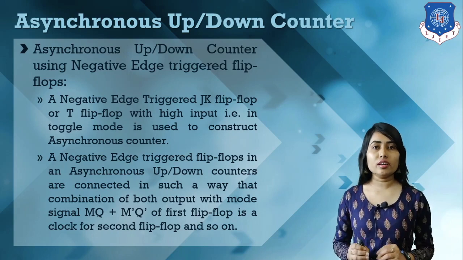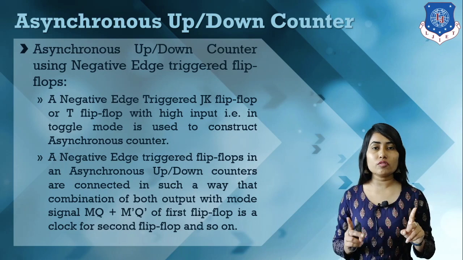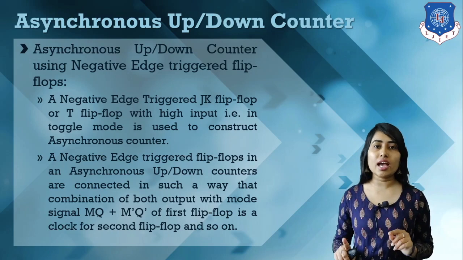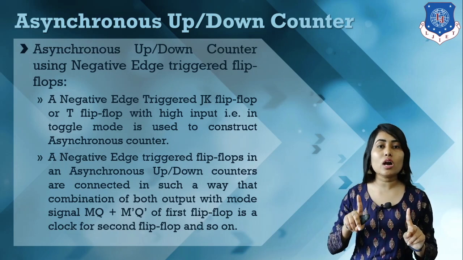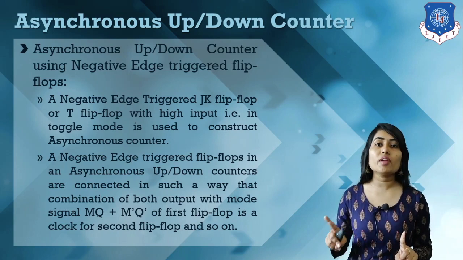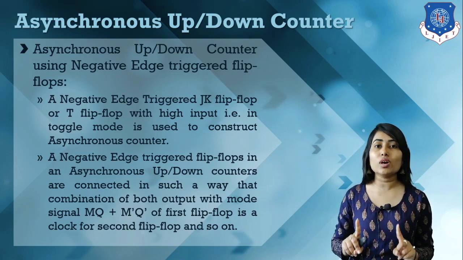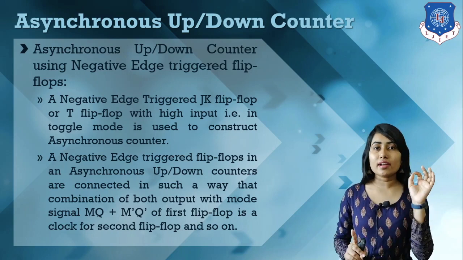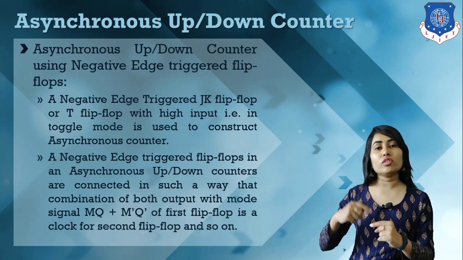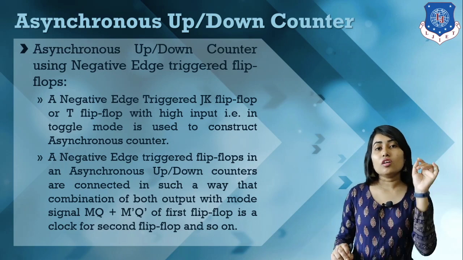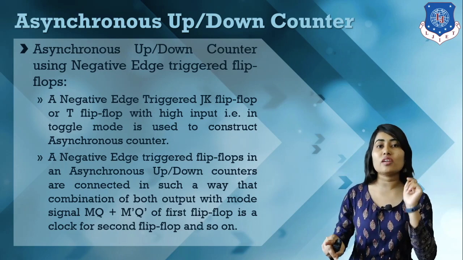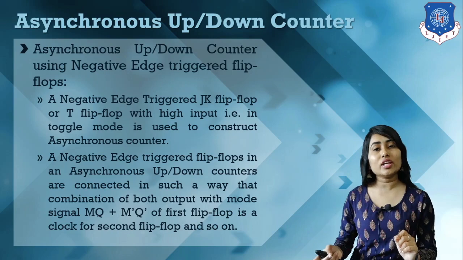So remember, whenever we have a negative edge triggered flip-flop and we want to count in the upward direction, we use Q. And whenever we want to count in the downward direction, we have to connect Q dash as the clock. For a negative edge triggered flip-flop, for up counting we connect Q, and for down counting we connect Q dash. Similarly, with mode signal M, when M is equal to 1 we count in the upward direction, and when M is equal to 0 we count in the downward direction.